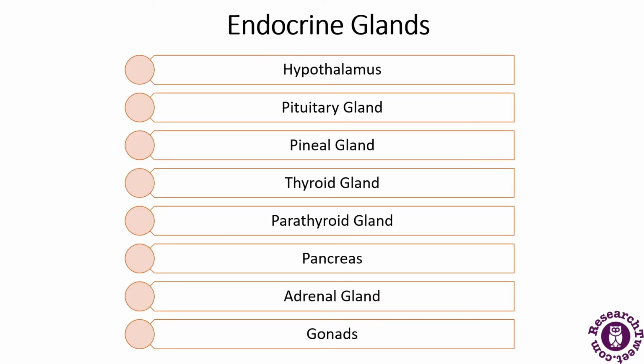Now, these are some of the endocrine glands. First is the hypothalamus. Second is the pituitary gland. Third is the pineal gland. Fourth is the thyroid gland. Fifth is the parathyroid gland. Sixth is the pancreas. Seventh is the adrenal gland, and eighth are the gonads. So these are some of the endocrine glands.